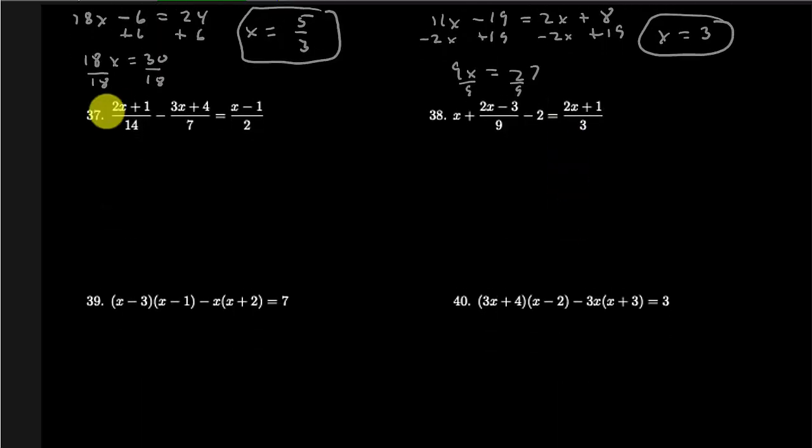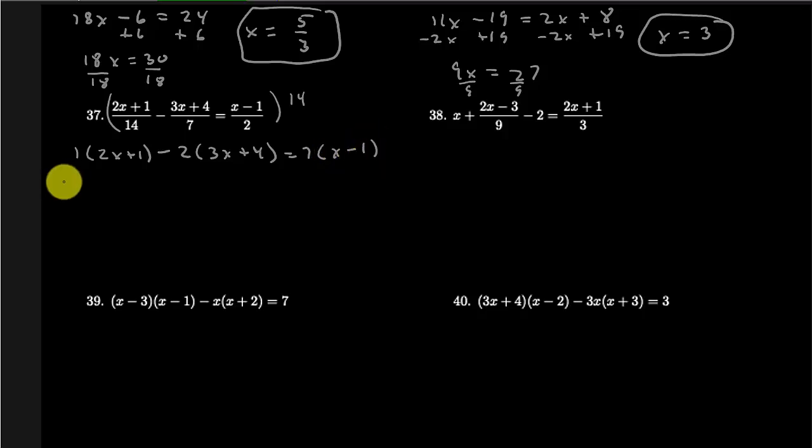All right, so what about this one? Well, let's multiply everything by 14. 14 goes into 14 one time, so 1 times 2x plus 1. 7 goes into 14 twice, so that's 2 times 3x plus 4. And then 2 goes into 14 7 times, so that's 7 times x minus 1. Clear the parentheses, 2x plus 1 minus 6x minus 8 equals 7x minus 7.